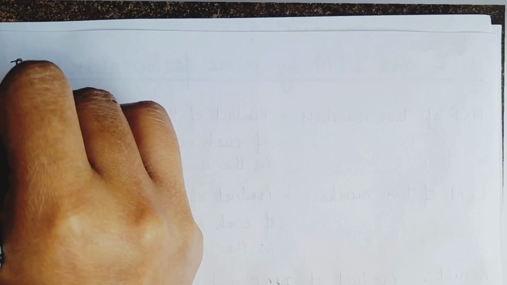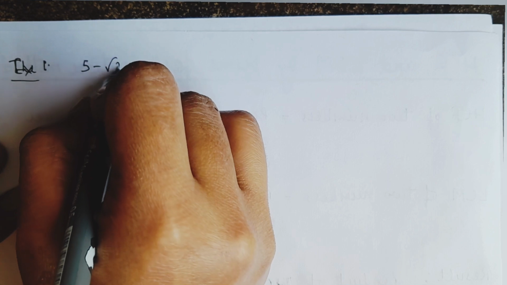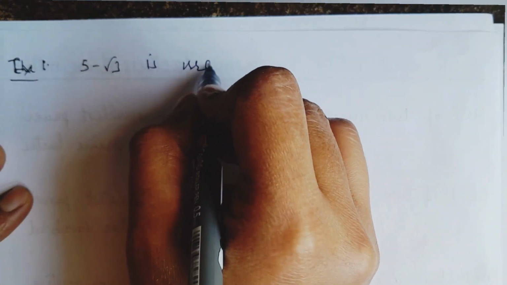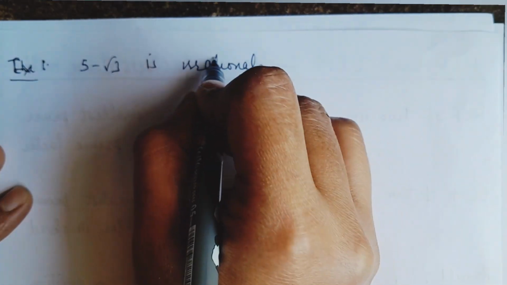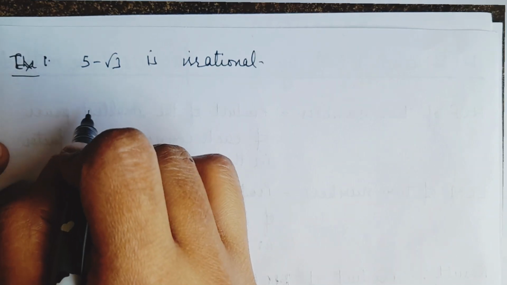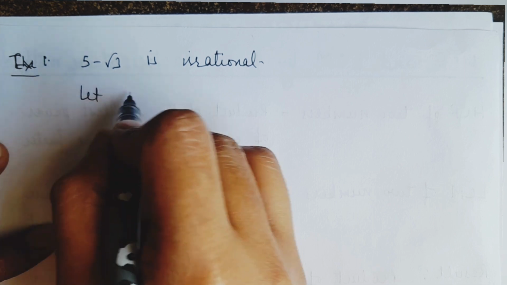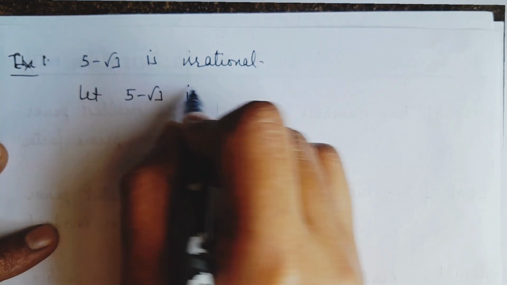We will prove this. Suppose we need to prove that 5 minus root 3 is irrational. Now example 10: we will show that 5 minus root 3 is irrational. So again we will use the contradiction method. Let's take 5 minus root 3 as a rational number. So let 5 minus root 3 be rational.